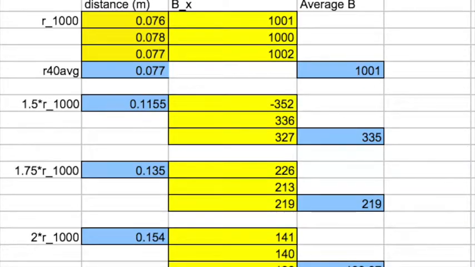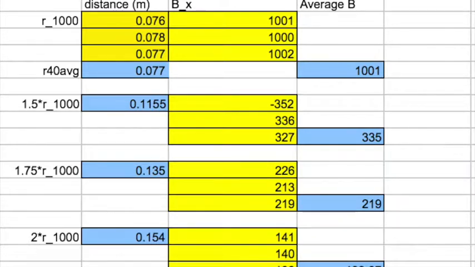The observed values were measured at locations that produced an X component value of 1,000 microteslas, 1.5 times 1,000 microteslas, 1.75 times 1,000 microteslas, and 2 times 1,000 microteslas. The magnetic field at each location was calculated and recorded. The following chart and graph display my observed data points at various distances.